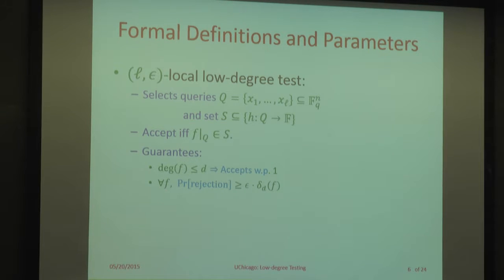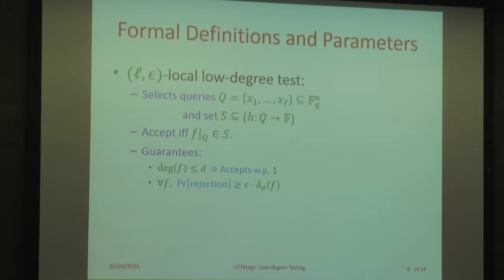And what we would like is the following. This is slightly different than what I had earlier insisted on. What I had insisted on earlier was that you should reject things which are far with some constant probability. Now what I will say is slightly different. I would like to say for every function there is a lower bound on the probability with which you must reject it. How much is that lower bound?